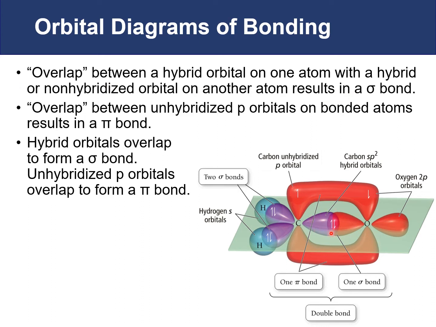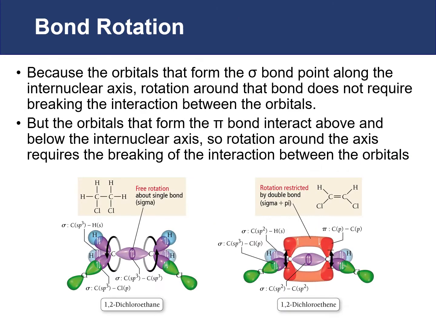That's what we have down here between our carbon and our oxygen. The overlap between the unhybridized p orbitals on the bonded atoms is what gives us the pi bond. So you have two p orbitals, one from the carbon, one from the oxygen. They come together to give you your pi bond. Hybrid orbitals overlap to form sigma bonds, and unhybridized p orbitals overlap to give you your pi bonds.